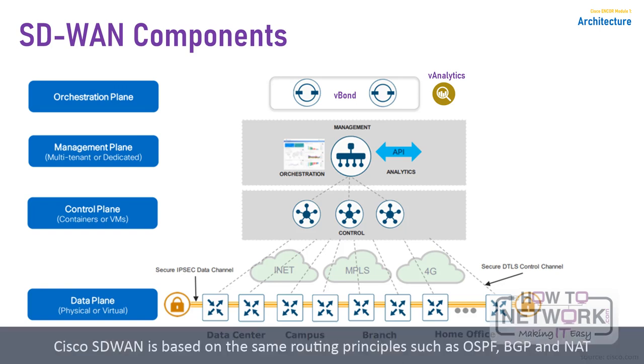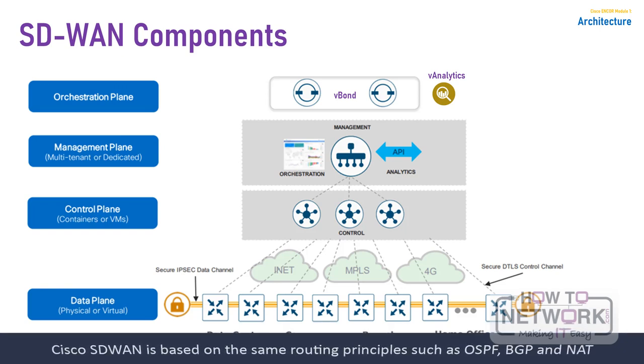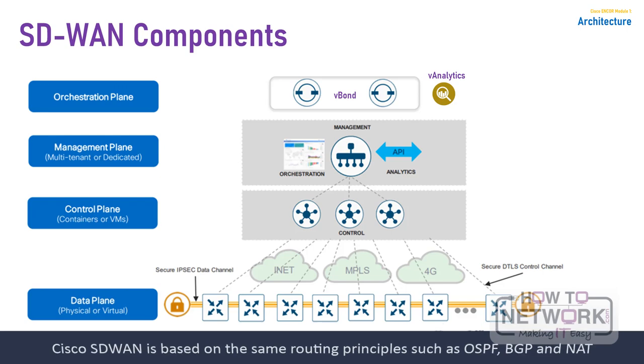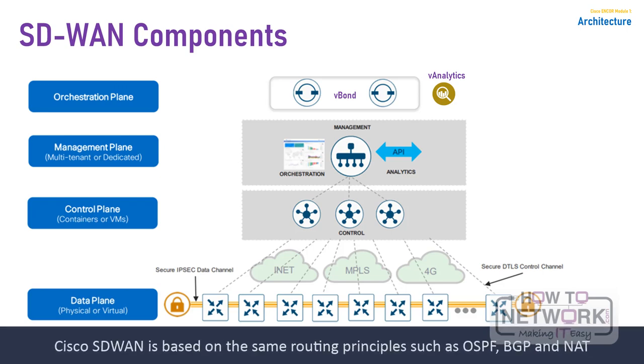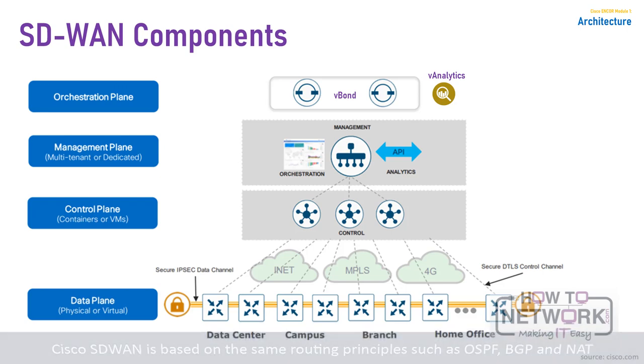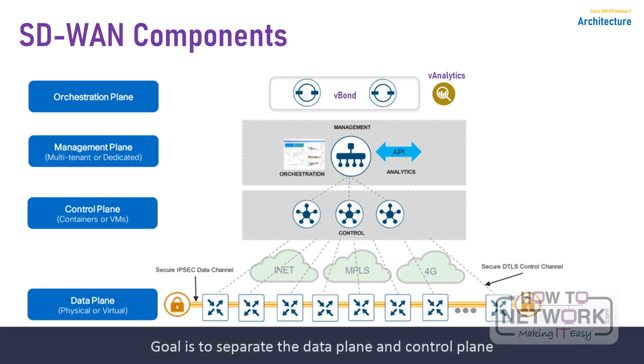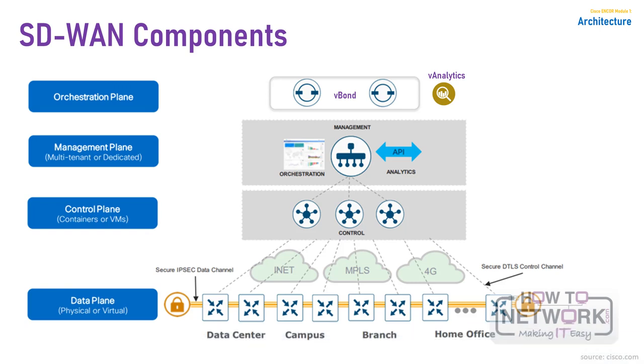The Cisco SD-WAN is based on the same routing principles used on the internet for years. If you know how OSPF, BGP, and NAT work, they still do. The goal here is to separate the data plane from the control plane, and that will virtualize much of the routing that used to require dedicated hardware.